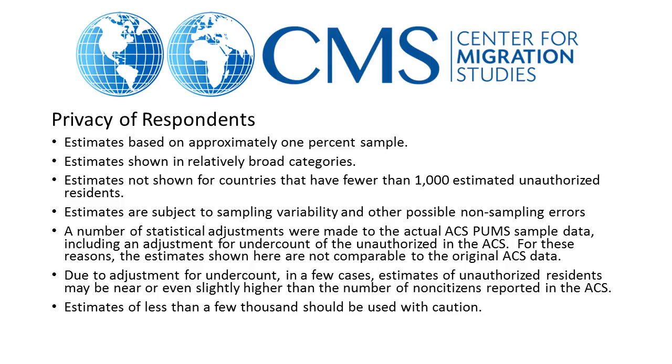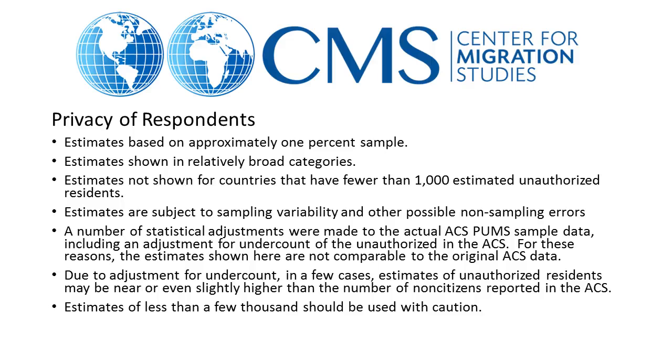estimated unauthorized residents. One other thing to keep in mind, too, is that there are 3 times as many legally resident foreign-born than there are unauthorized. So in any area, it's likely that there are considerably more legally resident foreign-born than there are unauthorized. In terms of the users, we point out that the estimates are subject to sampling variability, and we let them know the kinds of adjustments we've made, including an adjustment for undercount. And we tell them that the estimates, as Don said, less than a few thousand should be used with caution.